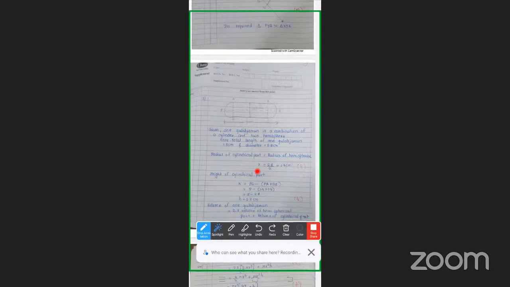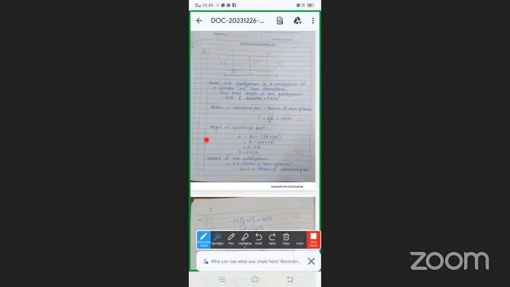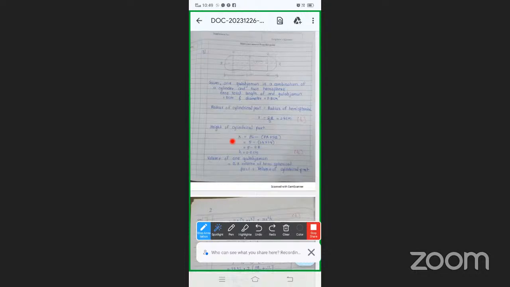Same. That is, r is equal to... the diameter is given, so we have to convert into radius. That is 2.8 upon 2, we get 1.4 centimeter. Then find out the height of the cylindrical part. The height of the cylindrical part is h. We consider that the total length PQ is given. So PQ minus both the radii of the hemispherical parts cut here. So 5 minus 1.4 and 1.4, that is we have to cut 2.8. It becomes height 2.2 centimeter.